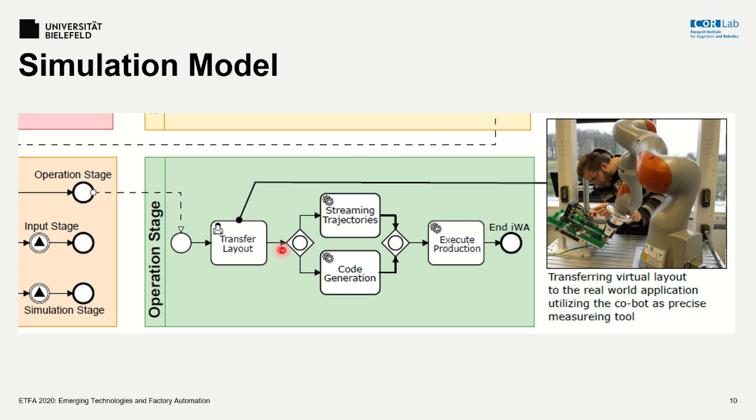Based on the simulation model, we can do automatic code generation, platform specific, so for the KUKA IIWA or for the UR5, or in the online mode, we can stream trajectories, depending on which we prefer. And once all this is defined, of course, the production can start and can also be repeated. Yeah, and that's the end of the interactive workspace assistant.